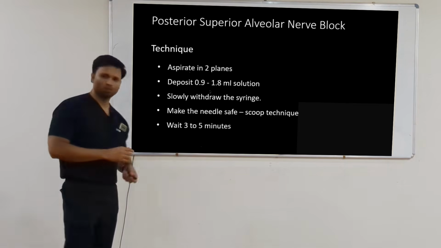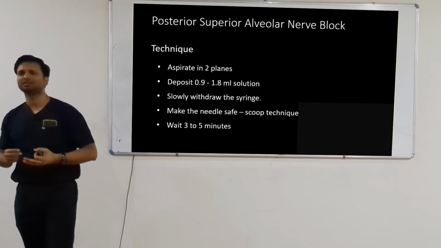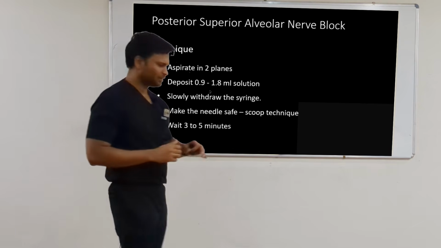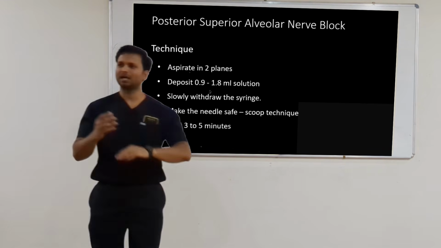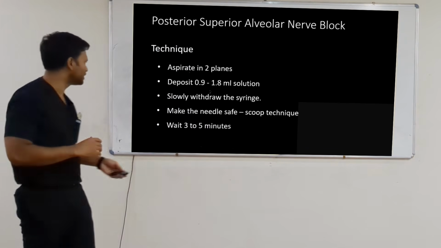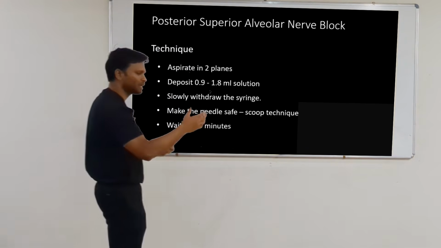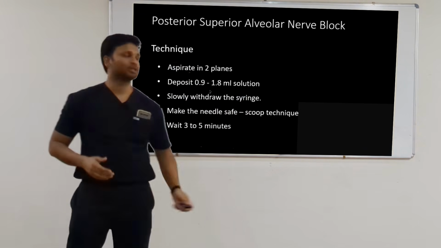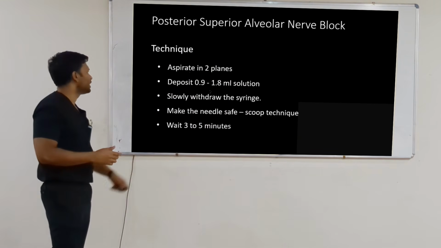So aspirate in two planes. Why do we want to aspirate in two planes? Okay, just remind me, अगर इसके बाद time बचेगा, I'll explain कैसे रहता है. I have an animation for that. So we need to make sure that we are not inside the blood vessel. The needle tip is not inside the blood vessel. For that, we need to make sure by aspirating in two planes.